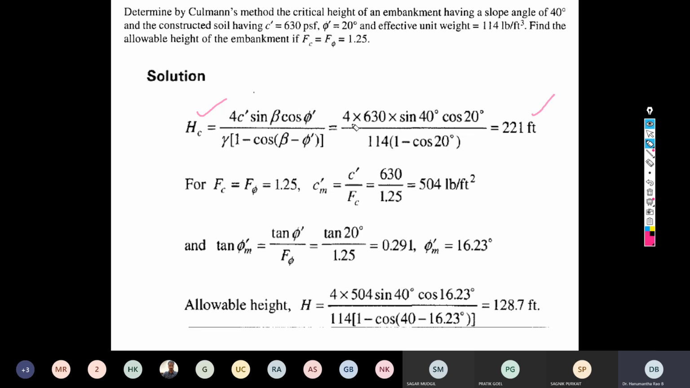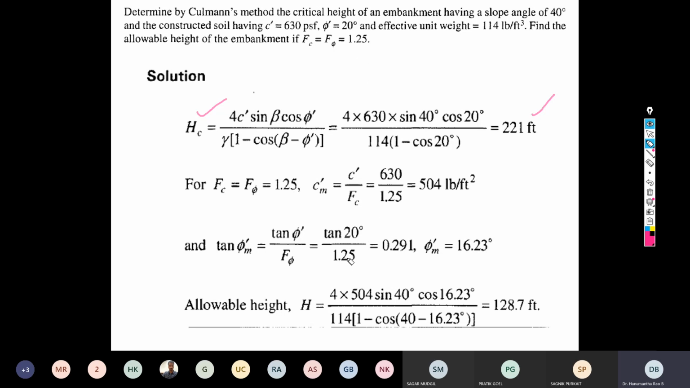Now another question is, suppose you want to maintain a factor of safety of 1.25, then what would be the limiting height of the slope? Again, Fc equals Fphi equals 1.25. As we know from the previous classes, the mobilized cohesion is nothing but the final cohesion divided by the factor of safety. So 630 divided by 1.25 gives 504 pounds per square foot. Similarly, for the mobilized angle of internal friction, tan phi dash m equals tan phi dash by Fphi. Here both are the same.